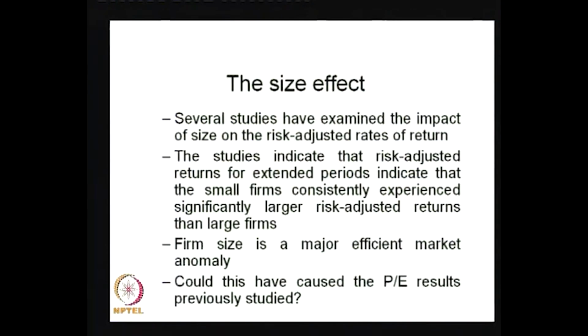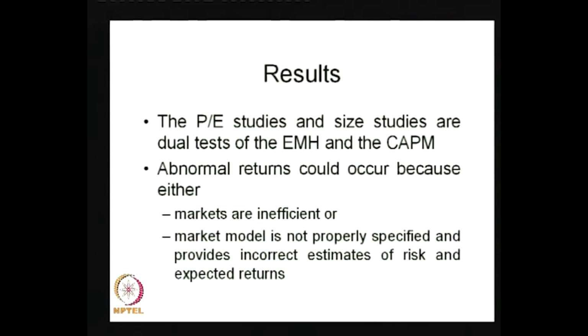Some people also ask these questions, maybe this could have caused the price earning results previously studied, but basically this is a very unexplored area. The results people found are that the price earning ratio studies and the size studies are a dual test of the efficient market hypothesis and the capital asset pricing model, which I already told you. The abnormal returns could occur sometimes because the markets are inefficient or the market model is not properly specified and provides incorrect estimates of the risk and expected returns.